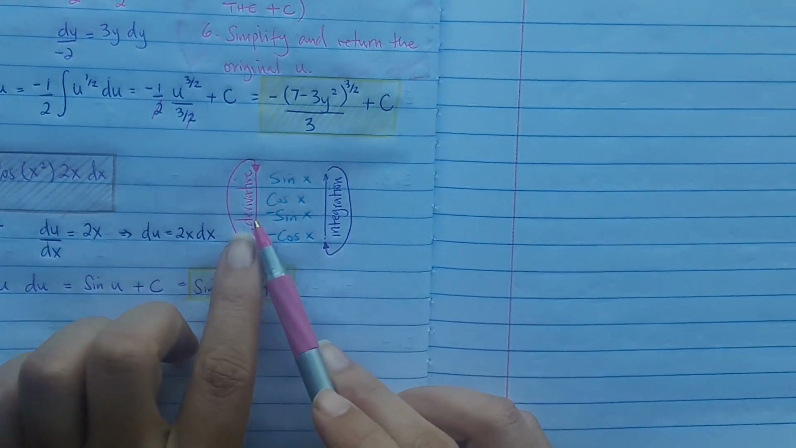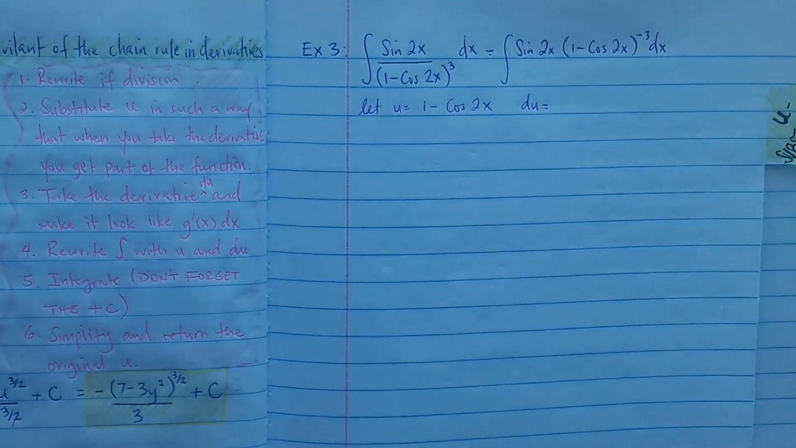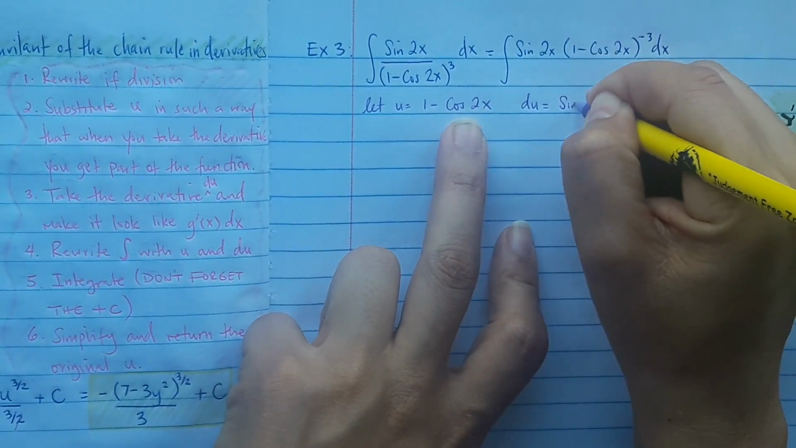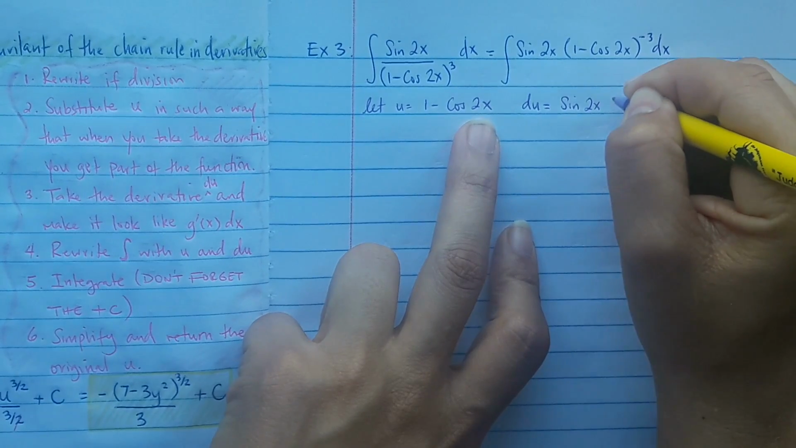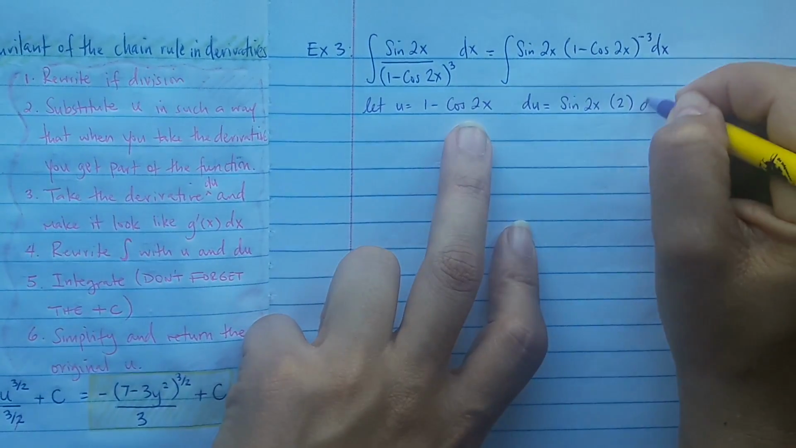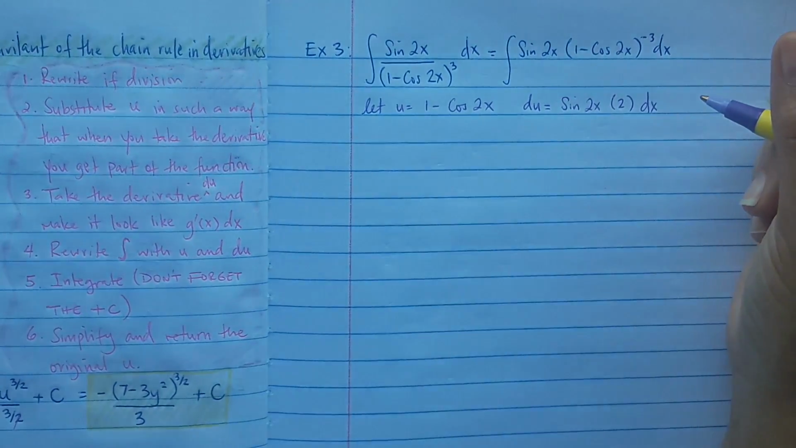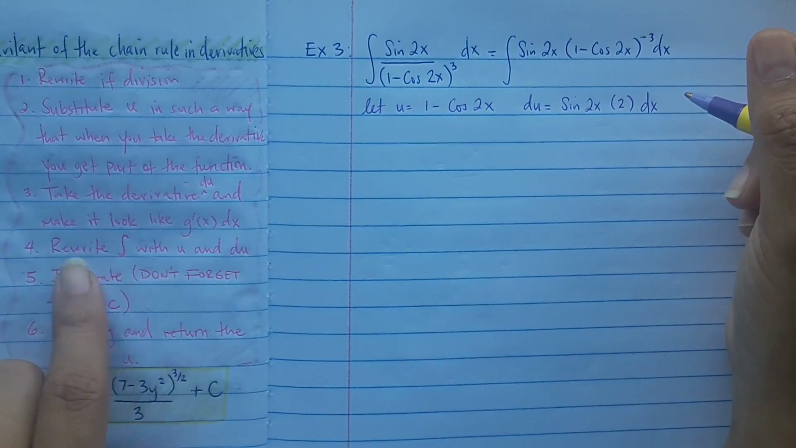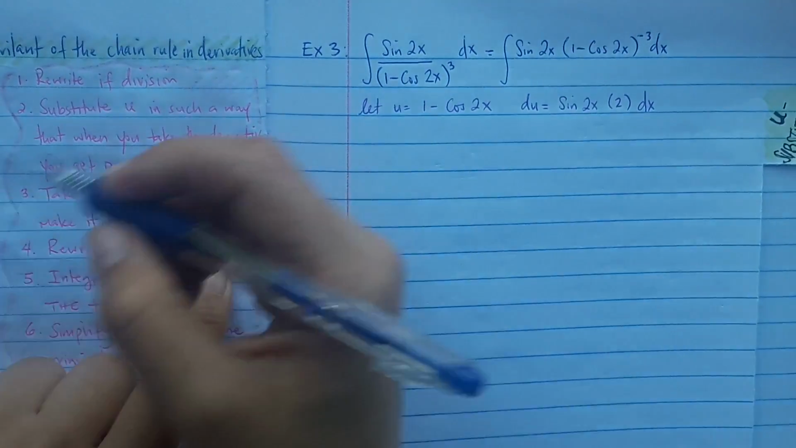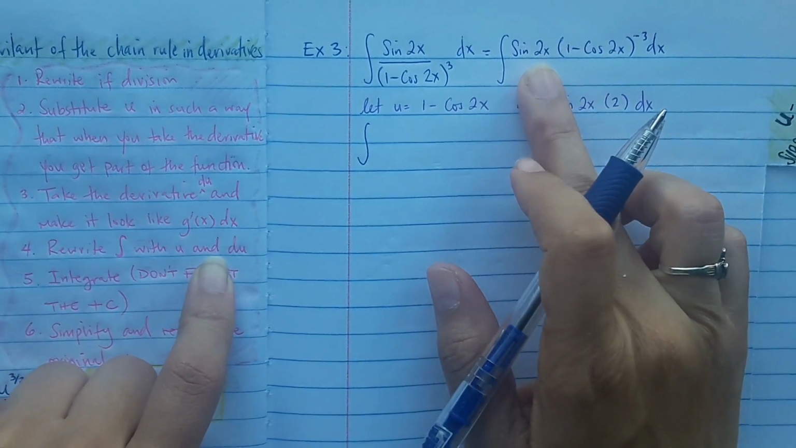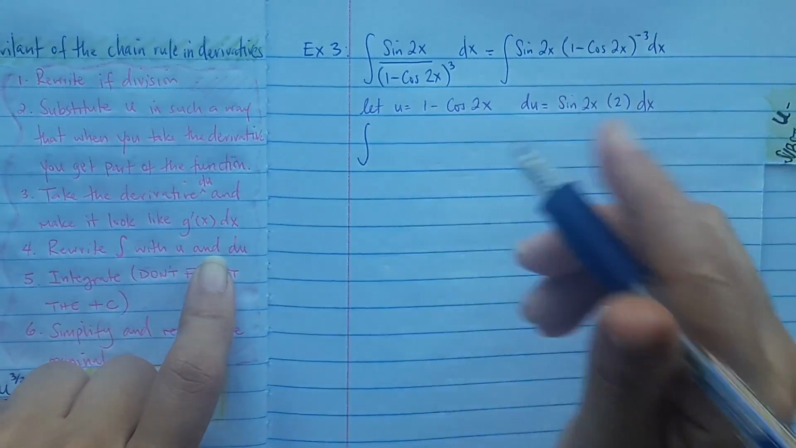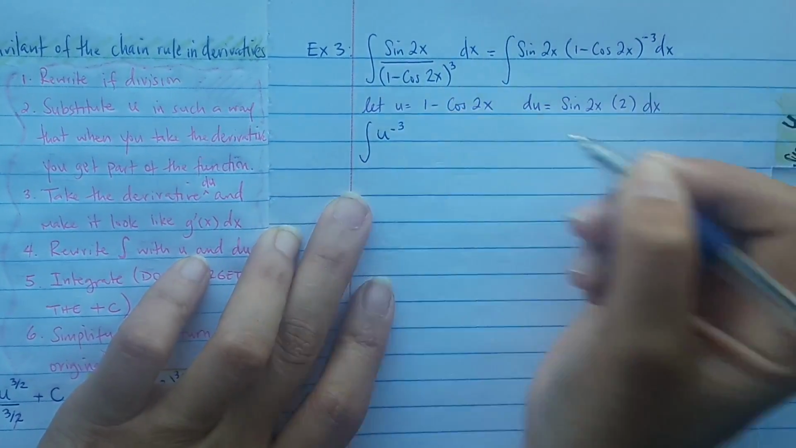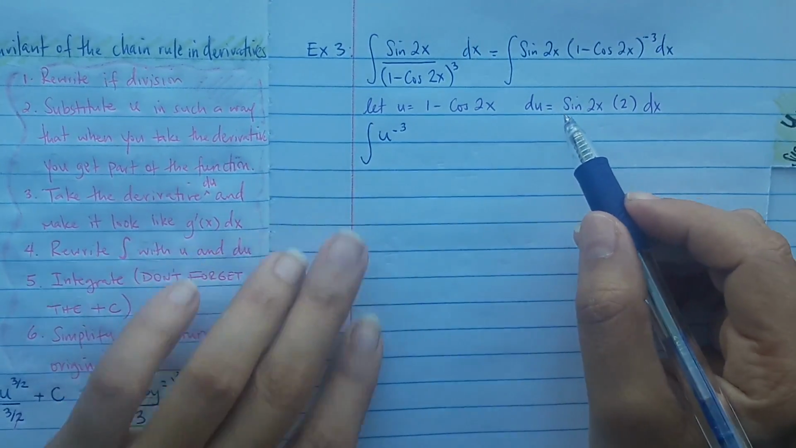So the derivative of negative cosine would be sine. So the derivative is sine 2x times the inside, times 2 dx. Rewrite the integral with u and du, I'm going to get the integral of u to the negative 1/3, and then I need sine 2x dx replaced with du.